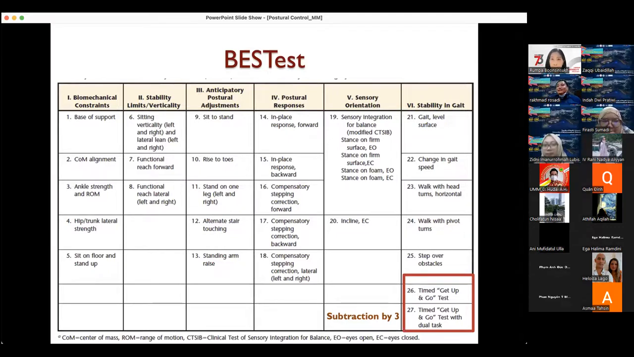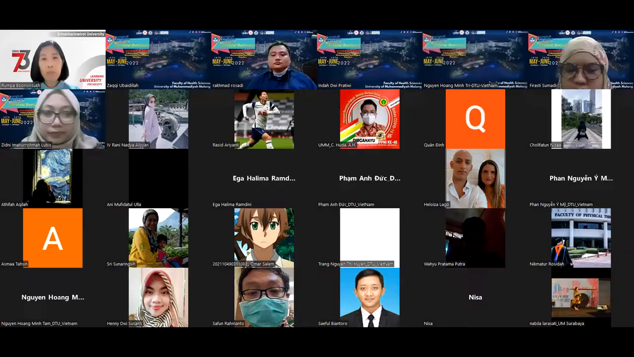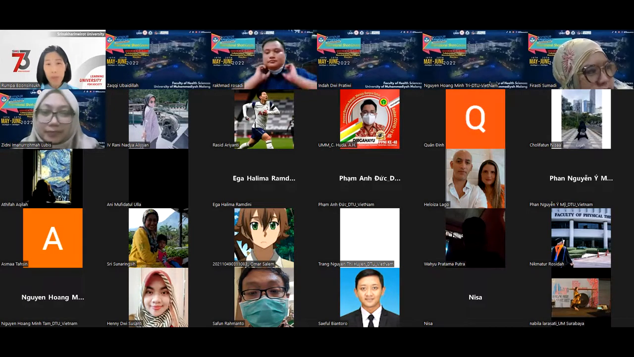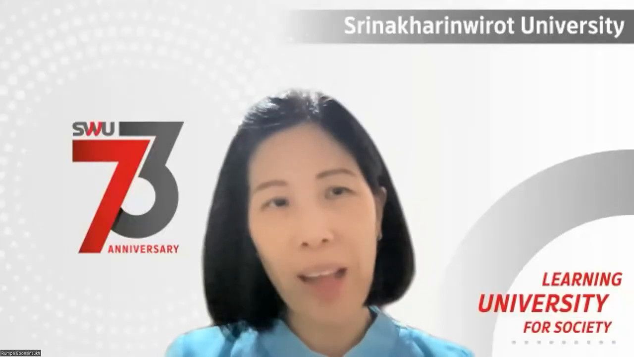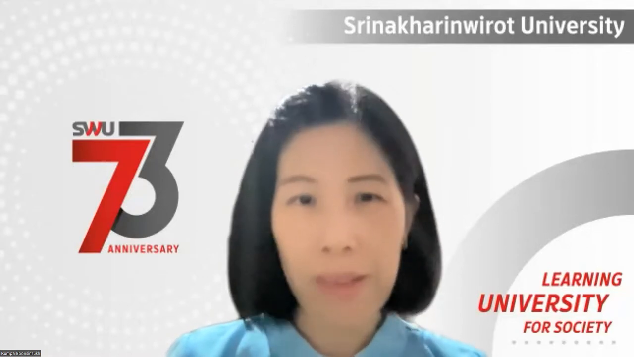So if the patient still cannot move around, cannot sit up, cannot stand up, you probably don't want to use the BESTest for them, because you want to concentrate on other symptoms of the patient, rather than focus on balance.